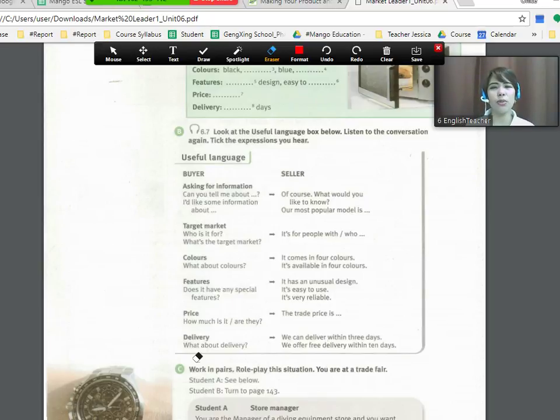Okay, now let's try to move on to target market. So the questions for target markets were, who is it for? What's the target market? Who is the target market? So usually our answer is, it's for the people who want to be more techie or very good with technology. Or you can say it's for people with knowledge in computers. It's for people who like to take pictures. For example, we're talking about a model or information about a camera.